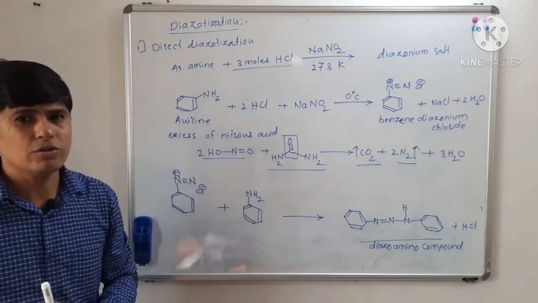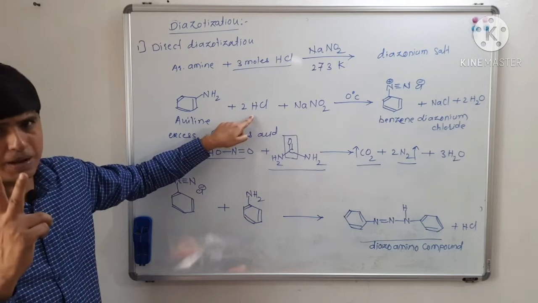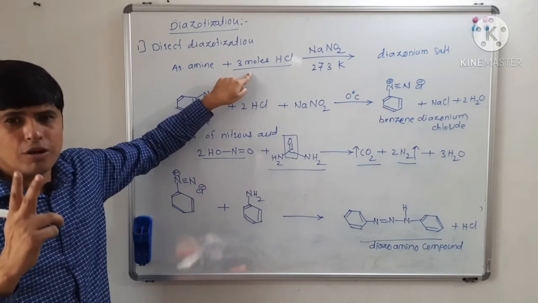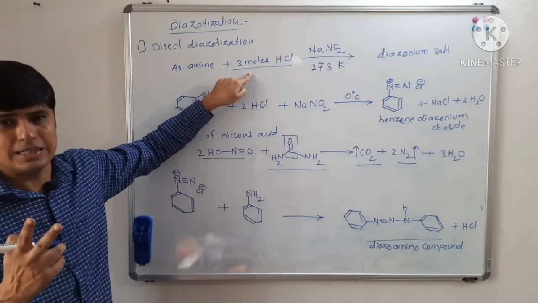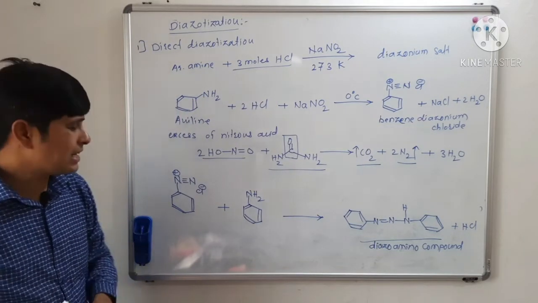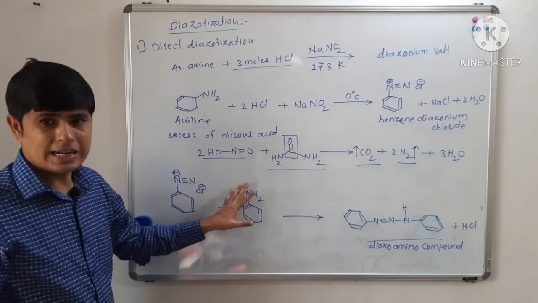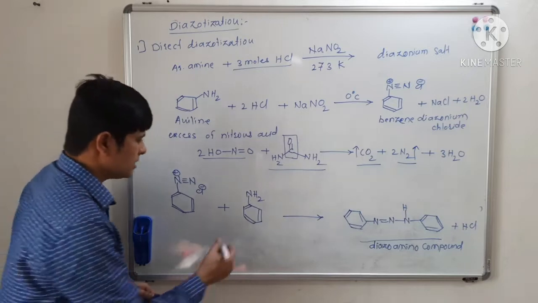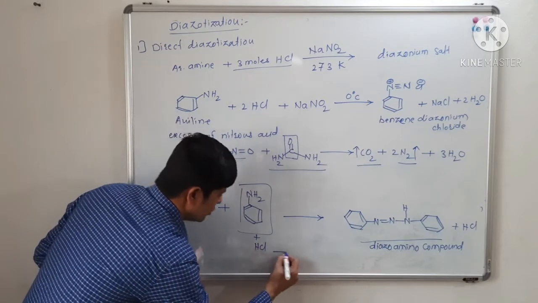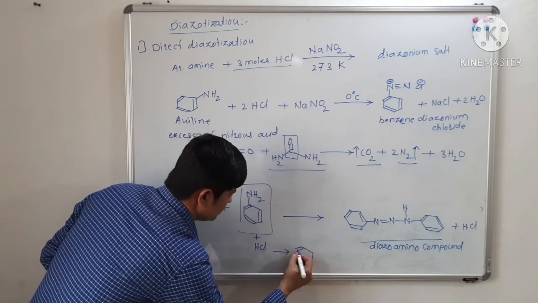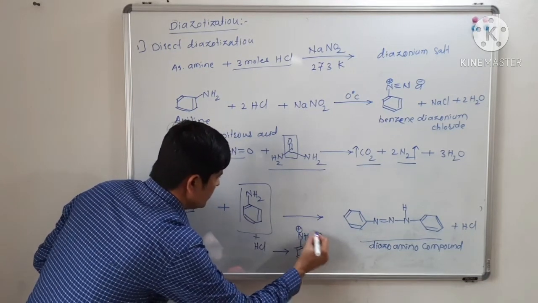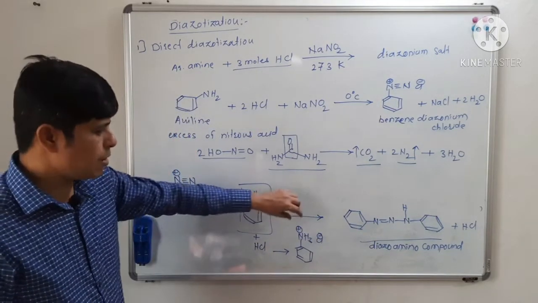So what will the 3rd mole of hydrochloric acid do? See here, I have written 2 moles of hydrochloric acid, but in the statement of direct diazotization reaction, what I have stated, we have to use 3 moles of hydrochloric acid. So that 3rd mole of hydrochloric acid, what will it do? It will react with this unreacted aniline molecule, and there will be a formation of anilinium chloride. Okay, this type of salt it will form.